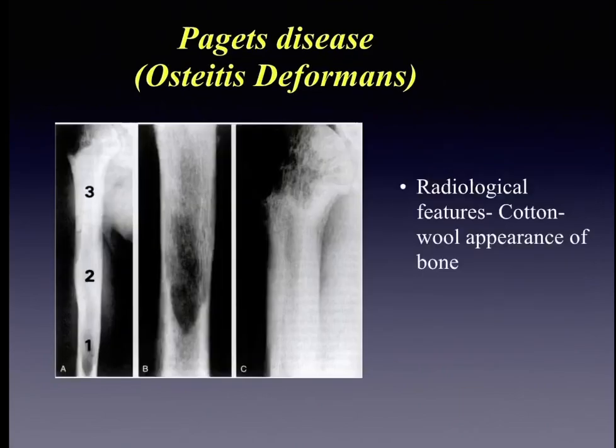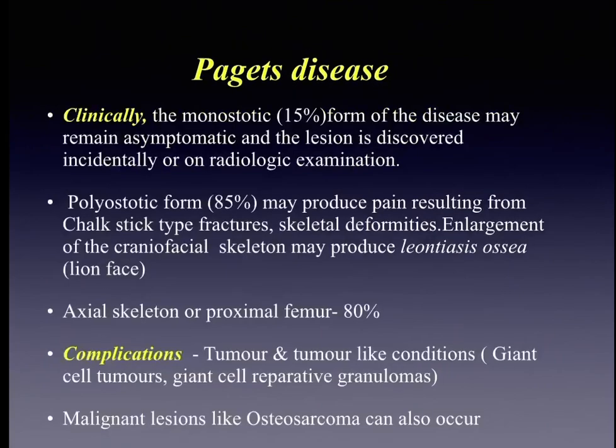This shows the radiological cottonwool appearance in the final burnt out osteosclerotic stage. This is due to the newly formed bone which is poorly mineralized. There is excessive bone formation, but it is poorly mineralized. This in turn leads to the cottonwool appearance of the affected bone.